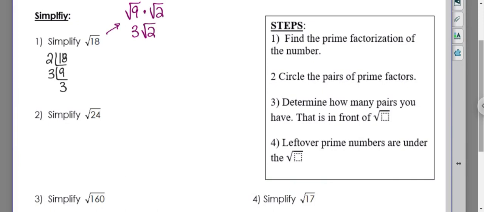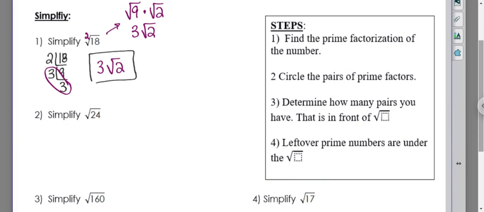Factor trees work as well. So any of that you do to break that out is fine. We're dealing with square roots, so the index of all these radicals is going to be 2. That means I look for groups of 2 on my numbers. So I have a group of 3s, which means that comes out. Anything left not grouped, which would be the 2, is left under the radical.